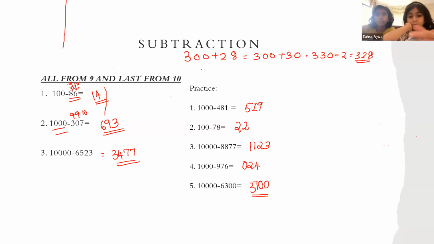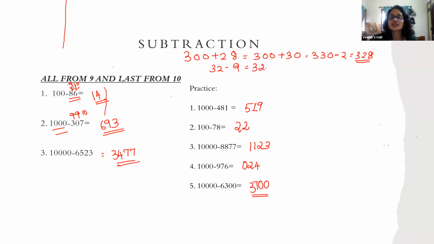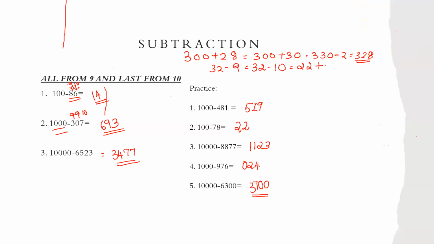328. Then we use this method in subtraction also, right? Yeah. 32 minus 9. How did we do it? First, what was the first operation we did? 32 minus 10. Yes. And then we added the deficiency. The 9 is deficient from 10 by 1. So we added that deficiency to it and we got this.